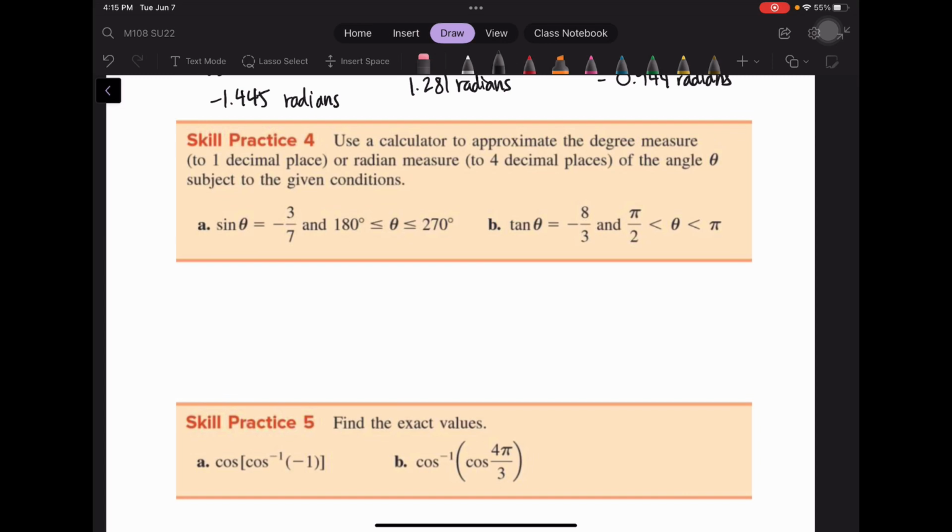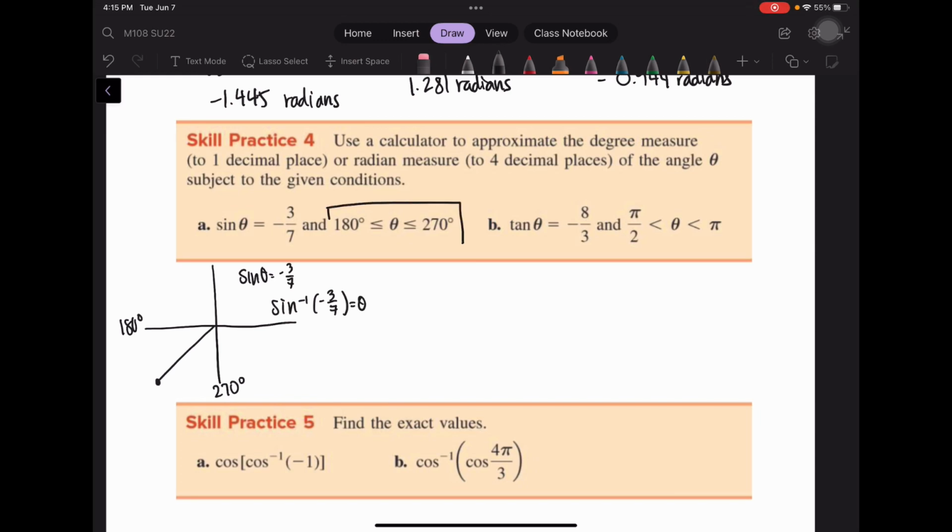So think about sine. -3/7 means your y is -3/7, and I'm talking about from 180 degrees to 270 degrees. So I'm here, and my sine of theta equals -3/7. So what I want to do is find the inverse sine of -3/7 to figure out what theta is. I'm going to be doing degrees because this measurement is given in degrees.